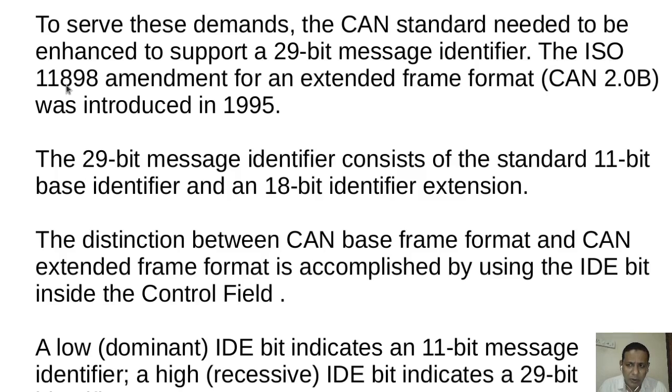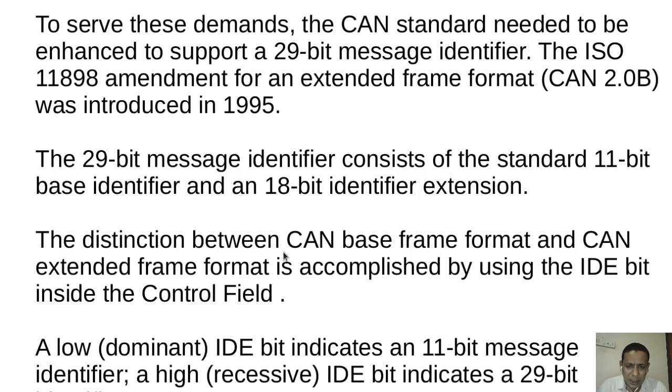The ISO 11898 amendment for the extended frame format, CAN 2.0B, was introduced in 1995. We know the basic CAN structure was introduced in 1980 by Bosch, but the extended frame format was introduced by the Society of Automotive Engineers in 1995. The 29-bit message identifier consists of the standard 11-bit base identifier and an 18-bit identifier extension.